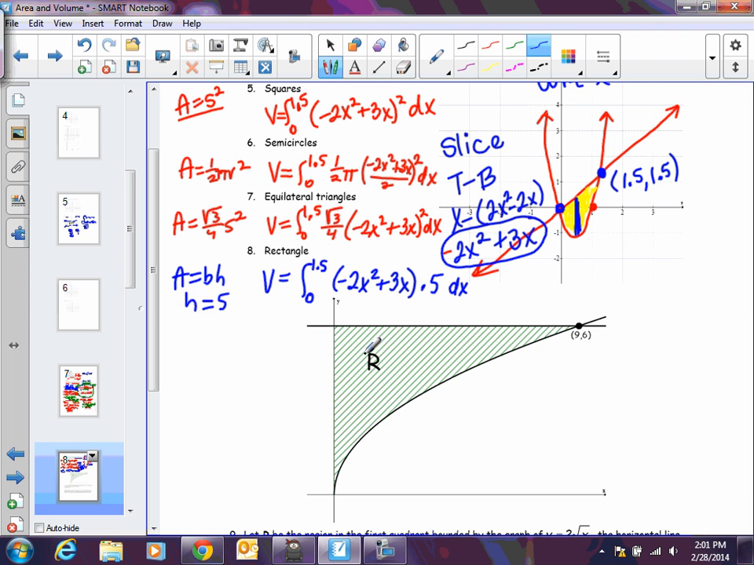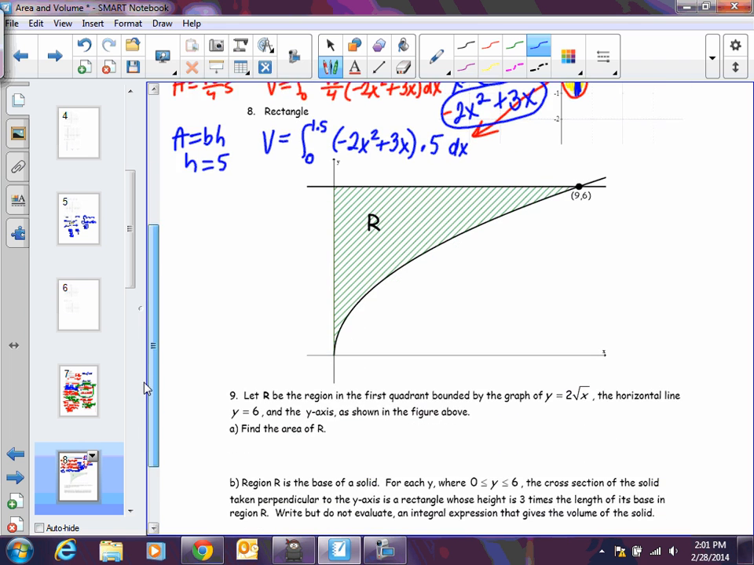How are we doing? Got it? Did any of you accidentally square this? Did you get used to squaring it? For a rectangle, we don't need to square that. Okay. And obviously, if you were solving this, you could move the 5 out to the front and all that. Okay? All right, let's move on to this next one.